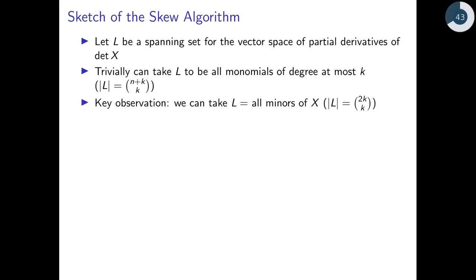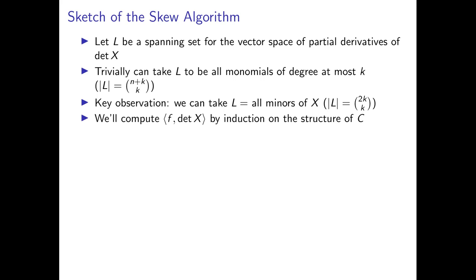So one important observation is that actually when this polynomial is the determinant of a k by k matrix, you can take L just to be the set of determinants of all square submatrices of x. And there are 2k choose k such submatrices, which is around 4 to the k. So we can get away with a much smaller spanning set L. And this observation can be shown by expanding the determinant and using the product rule, and also Laplace expansion.